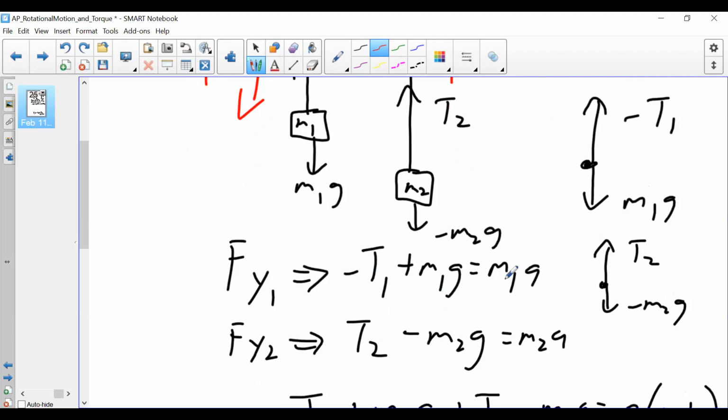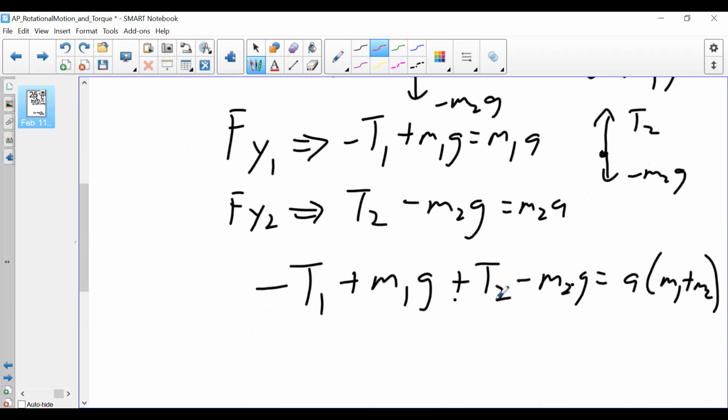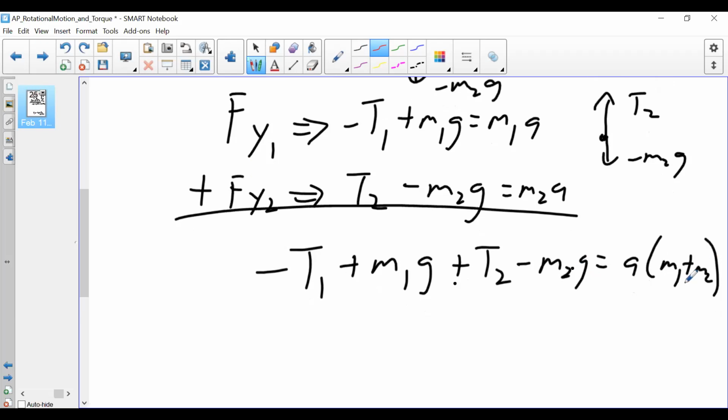Negative T1 plus M1G equals M1A. T2 minus M2G equals M2A. I was just combining all the equations because remember, this is an addition problem. So negative T1 plus M1G plus T2 minus M2G equals A times (M1 plus M2). Is everybody good there on the force equations? Chime in if you don't get that. So that's old school, that's forces.